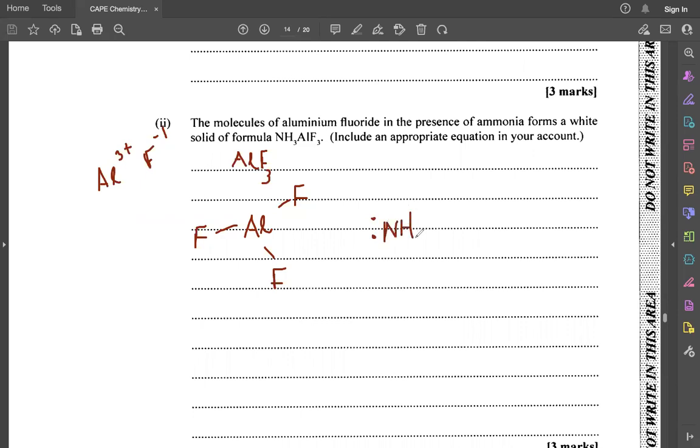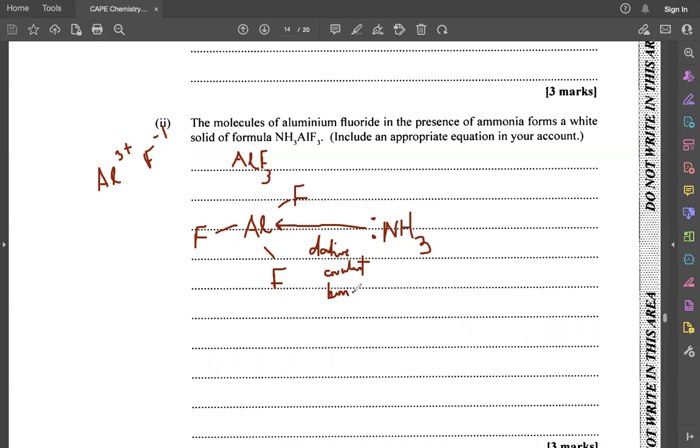nitrogen there, right? So what can happen is we can form what we call a dative covalent bond, where this ammonia donates these 2 electrons to the aluminum here, right? So that's a dative covalent bond because it's going to give all of its electrons to the aluminum. So we have a dative covalent bond.